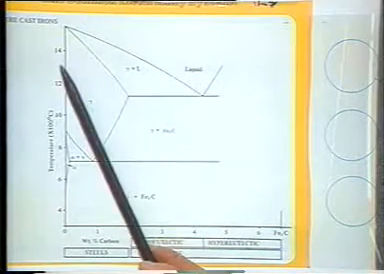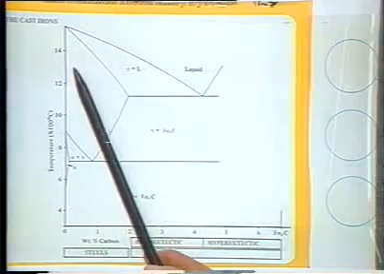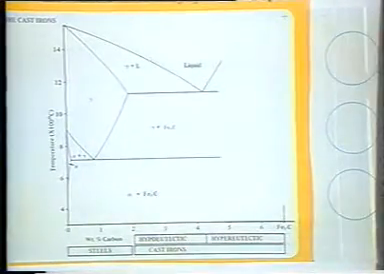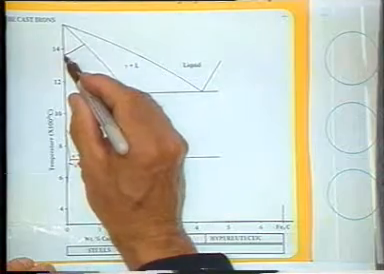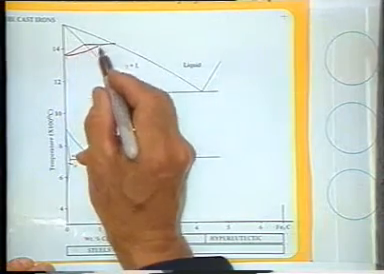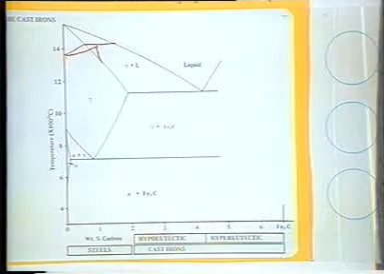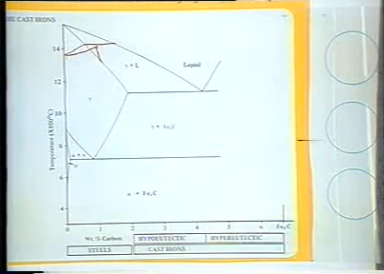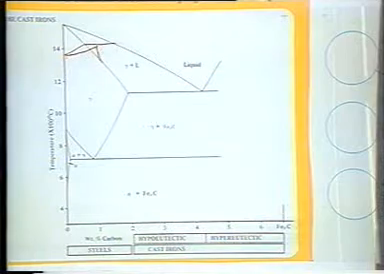This is an abbreviated diagram. There should be a peritectic reaction up here. And if we put it in, it would look something like this. That line would really be connected like that. But we don't have to worry about that in considering the solid state reactions, which we call heat treatment.